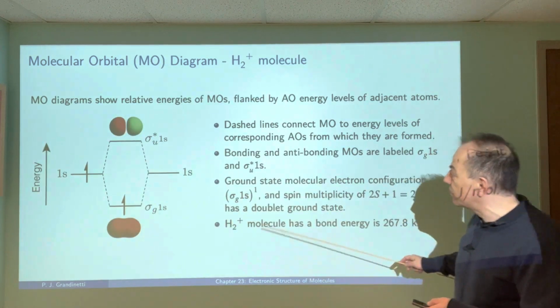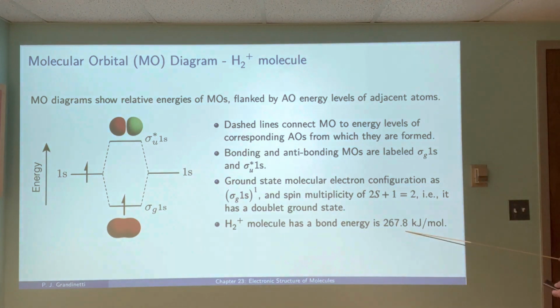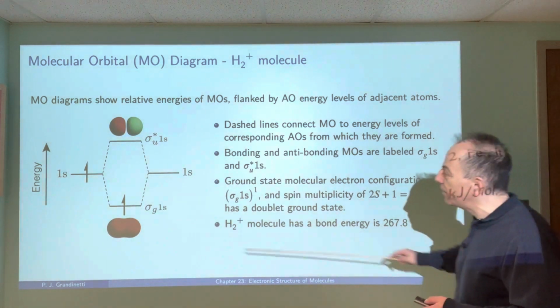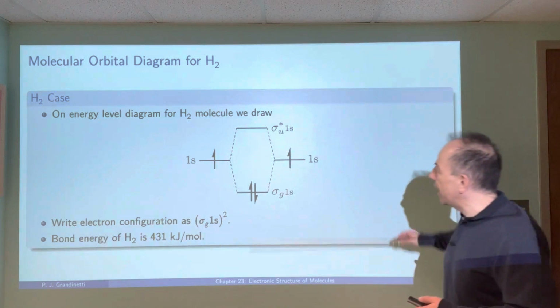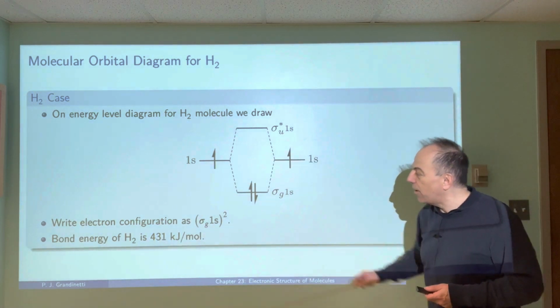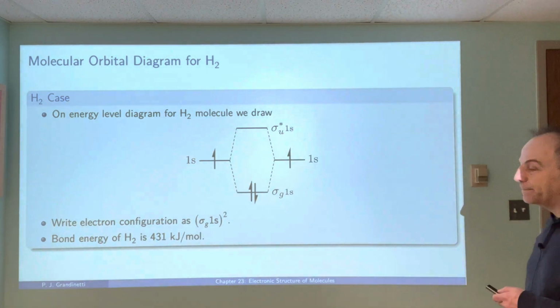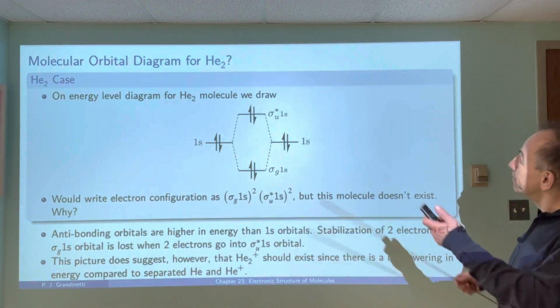In the previous slide, notice that this one had a bond energy of 267 with this lowering in energy. And now with two electrons going down, we have a bond energy of 431. All right. Let's keep going.